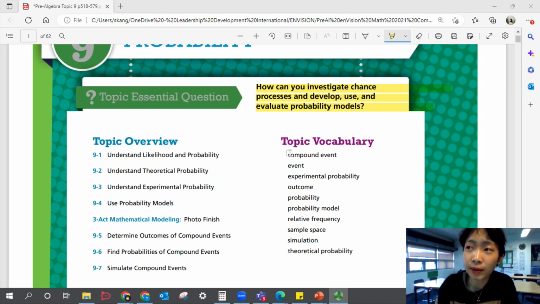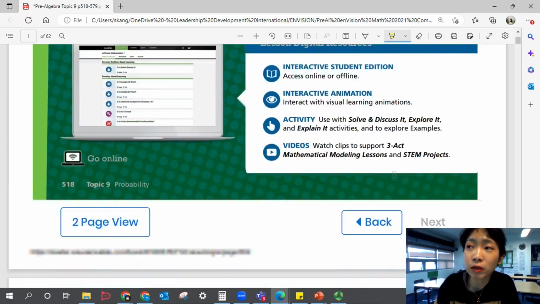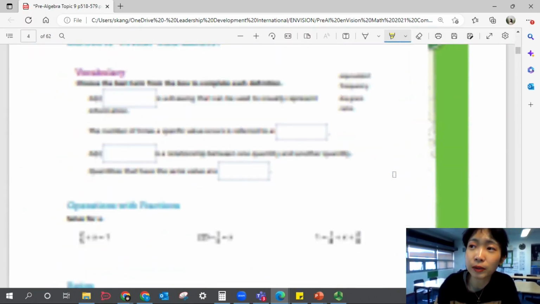So some topic vocabularies that are very important are listed here: compound event, experimental probability, outcome, probability, probability model, relative frequency, sample space, simulation, theoretical probability. So as a whole, we'll think about how we can investigate chance processes and develop, use, and evaluate probability models. So you will see a lot of real-world examples in this topic.